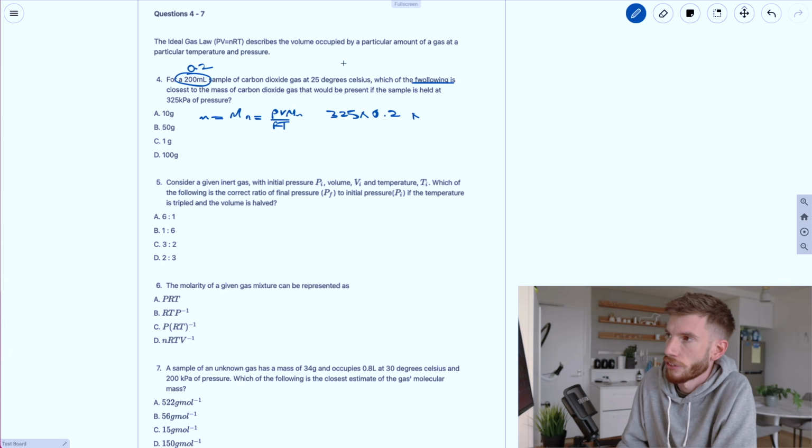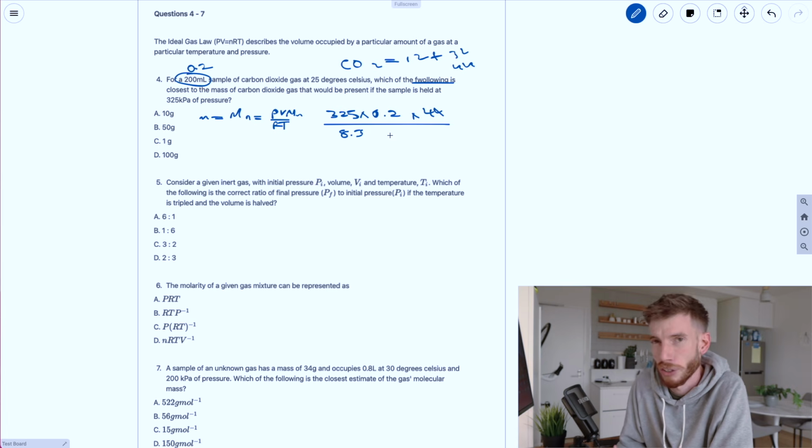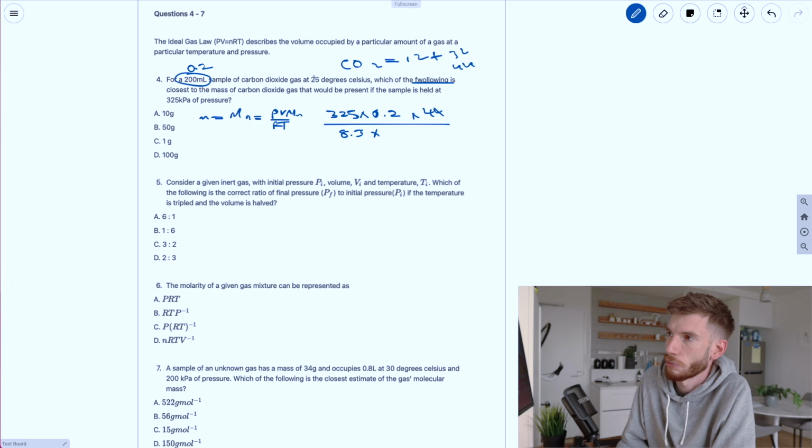And then carbon dioxide, so CO2, so we've got 12 plus 2 lots of 16 or 32, 44. So we've got some pretty ugly numbers at the moment over R, which is 8.31. They would normally probably give you that in the actual question. They don't really care too much, so I'm just going to call it 8.3, and then multiplied by the temp. And again, the temperature, watch out here, it's 25 degrees Celsius, but we want it in Kelvin, 298.